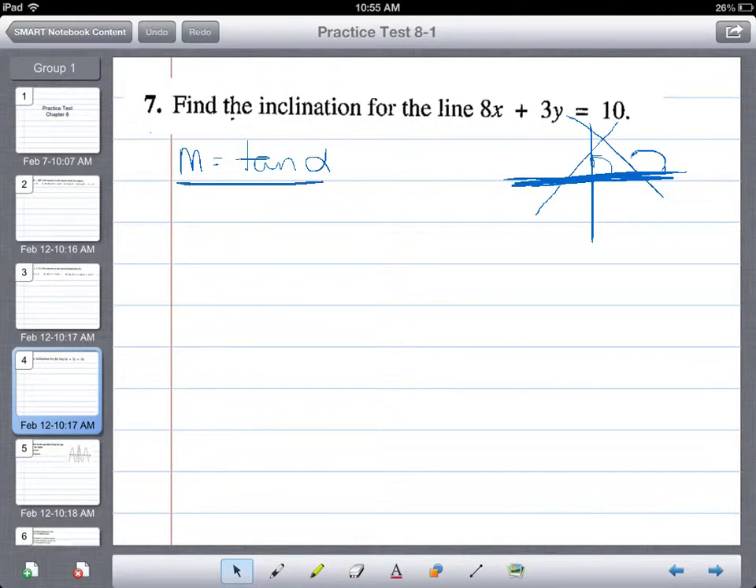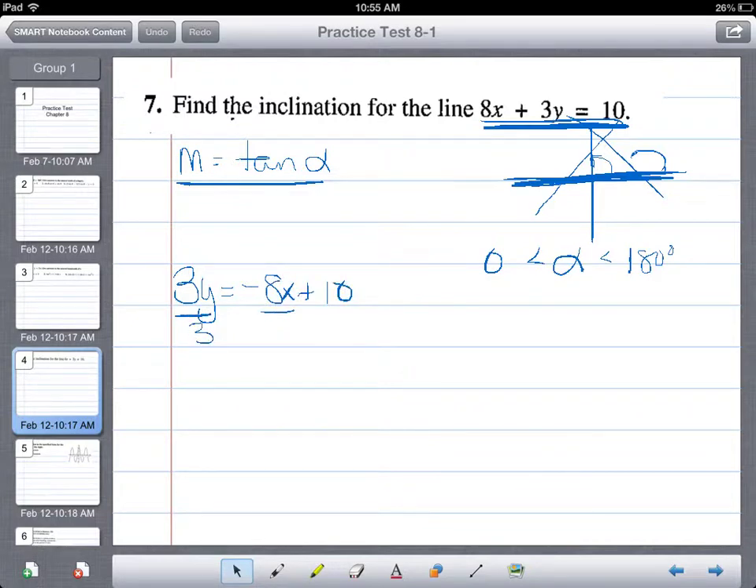But either way, we've solved that by using m equals tangent alpha. Just remember that alpha has to be between 0 and 180 degrees. So if you get anything over 180 degrees, we need to plan accordingly. First thing I want to do is get this in y equals mx plus b form so I can easily see the slope. So I'll kick 8x over to the right side and then divide everything by 3. I don't have to solve anything else, I'm just interested in the slope. So my slope is negative 8/3.